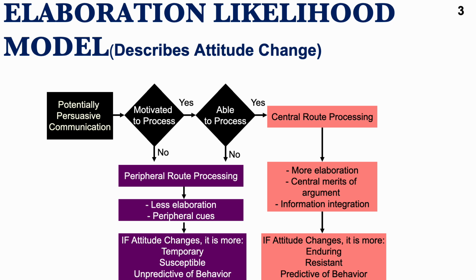According to the elaboration likelihood model, if they're motivated to process the information and they're able to process the information, then that information is going to go through what they call central route processing, right? And what that means is the person is more likely to elaborate on the information, meaning they're more likely to think about it more. They're actually more likely to pay attention to the central merits of the argument, so they're more likely to pay attention to what's being said. And they're more likely to integrate that information into what they already know, right?